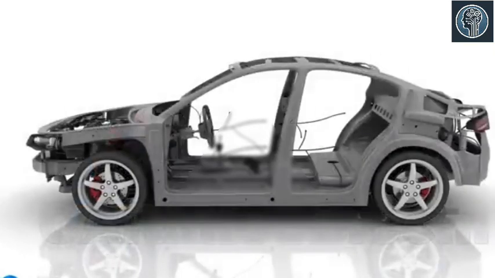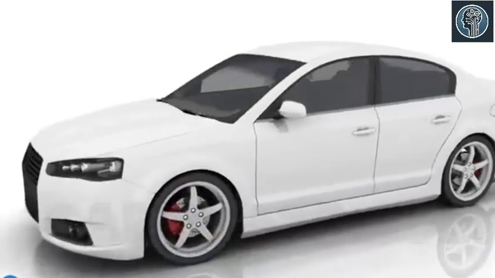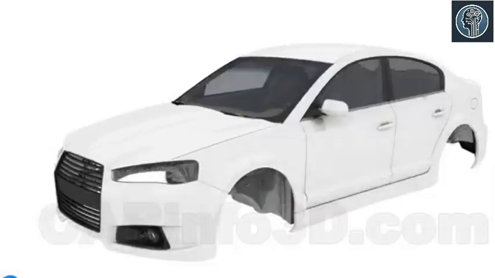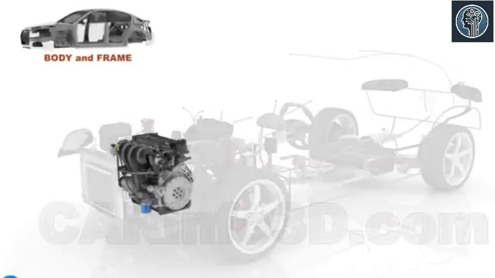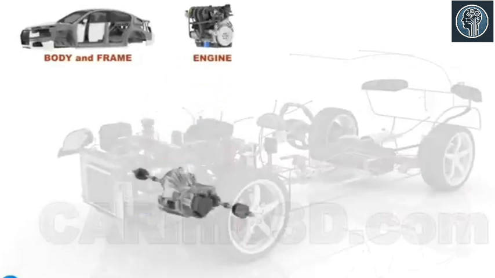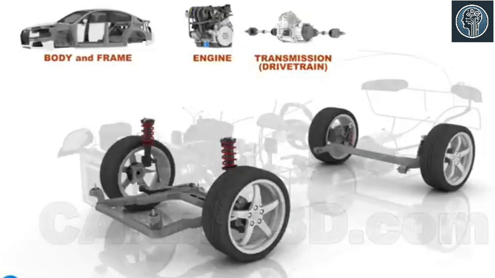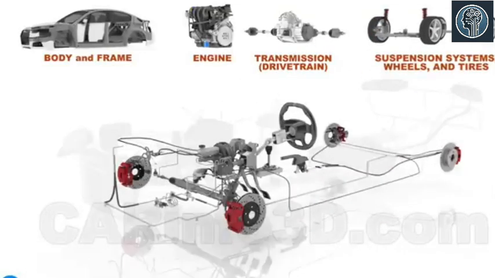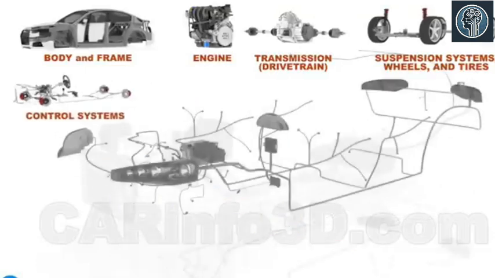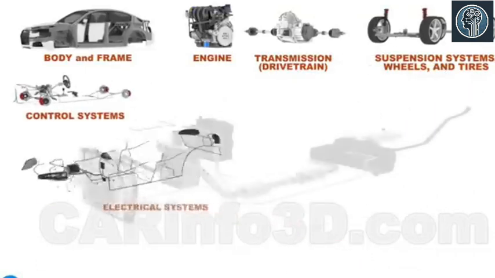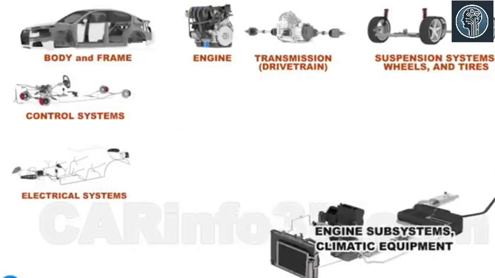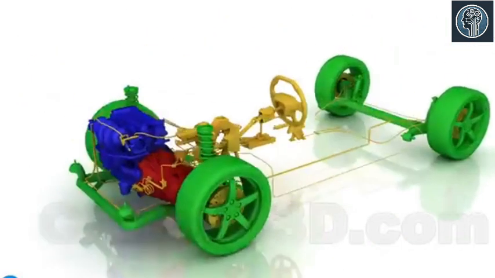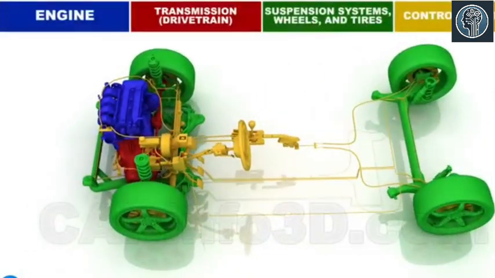Over the anatomy of a car. The following major systems are included in the vehicle: the body and frame, the engine, the transmission, suspension systems, wheels and tires, control systems, electrical systems. The engine subsystems and the climatic equipment are the only remaining pieces of equipment. Let's take a look at the car's major components and assemblies.